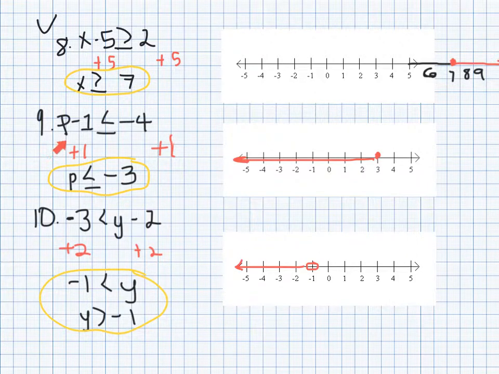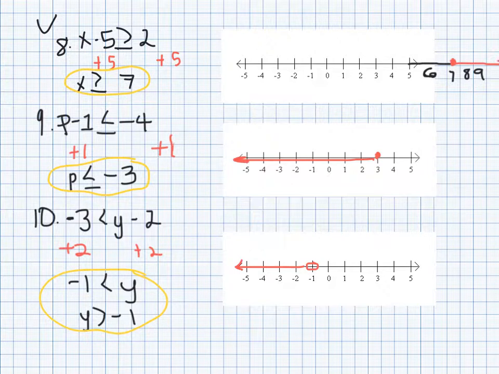On checkpoint 9, we have p minus 1 is less than or equal to negative 4. We add positive 4 to both sides to isolate the p. We end up then with p is less than or equal to negative 3. We have an equal sign, so we have a closed circle, and our solution is all real numbers less than or equal to negative 3.